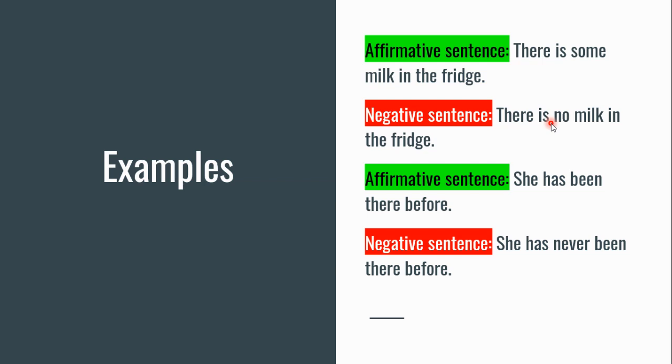Let's look at another example. Here we have an affirmative sentence that says she has been there before. Next, we have a negative sentence that says she has never been there before. We go from something that says, yes, she has been there, to saying, no, she has not. These are some examples of turning affirmative sentences into negative sentences using nonverbal negation.